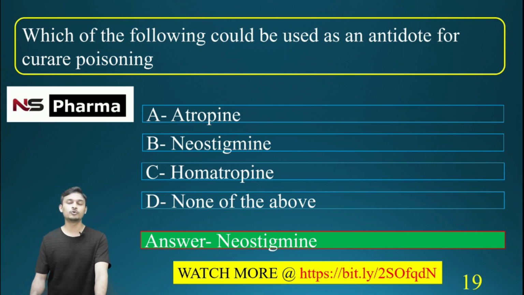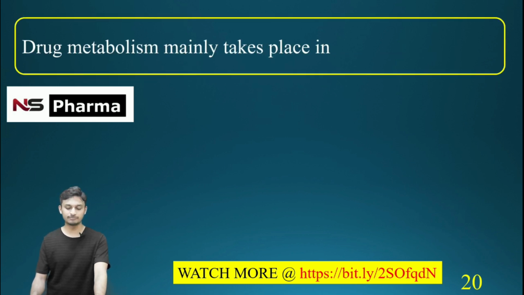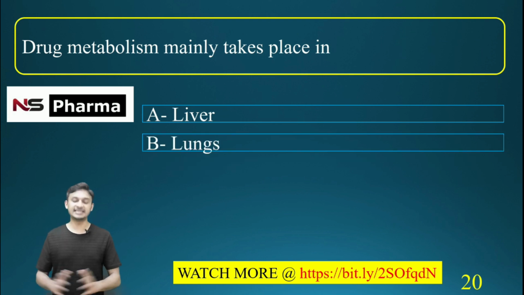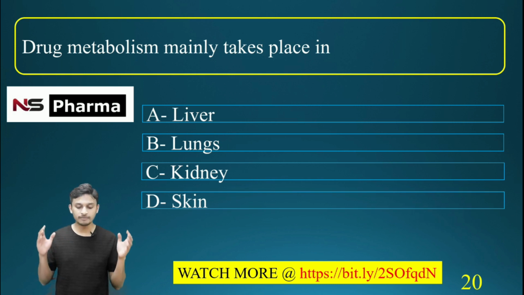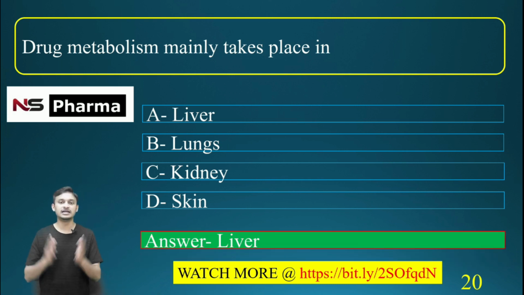Now we are moving to the last question. Drug metabolism mainly takes place in? Options are A, liver; B, lungs; C, kidney; D, skin. The correct answer is option A, liver. Drug metabolism mainly takes place in the liver.